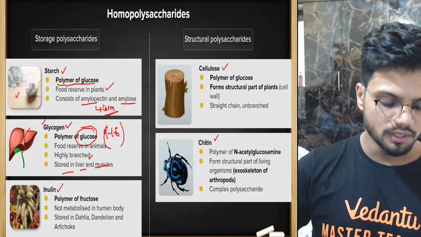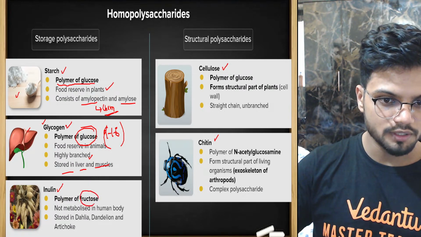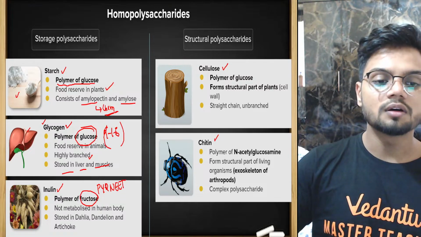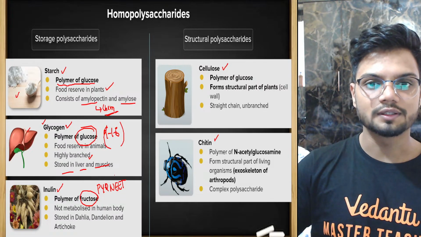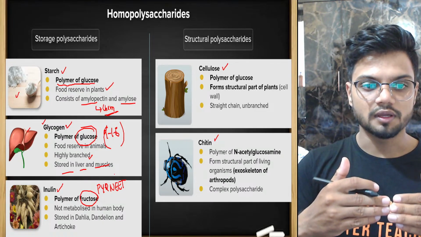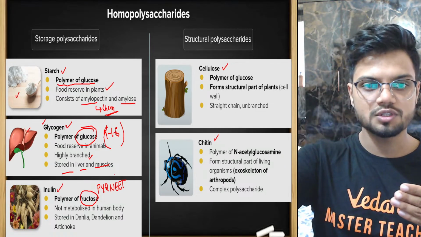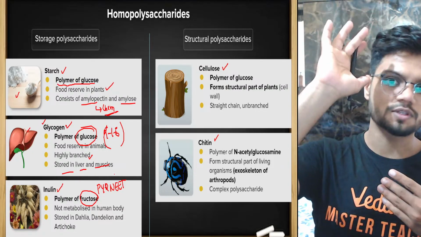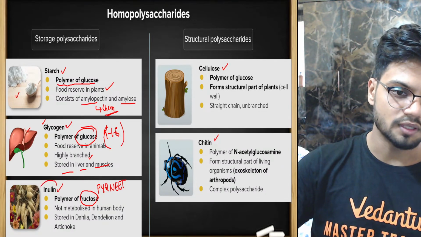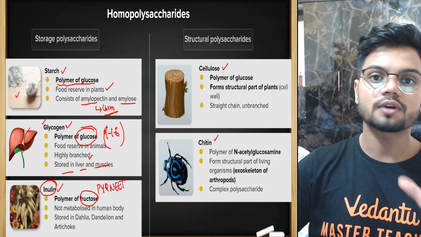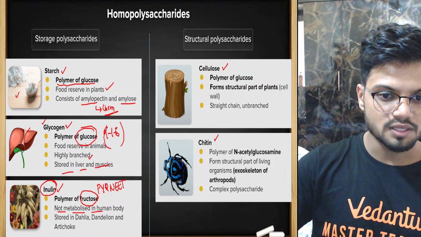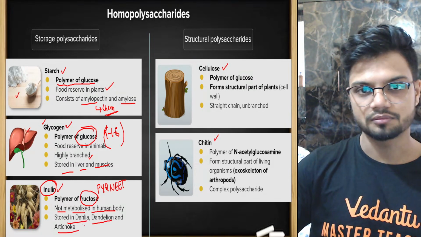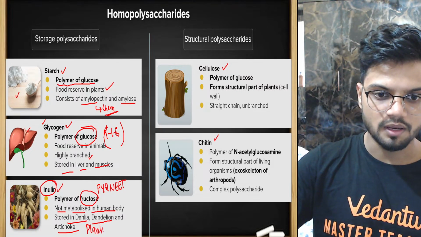Okay. Now, what about inulin? Inulin is a polymer of fructose. Very important, also a previous year question for NEET, NEET PYQ. Like in glycogen we have glucose, glucose, glucose, in the case of inulin we have fructose, fructose, fructose, a long chain of fructose. Not metabolized in the human body, stored in dahlias, dandelions, and artichoke. That is mostly found in plants.